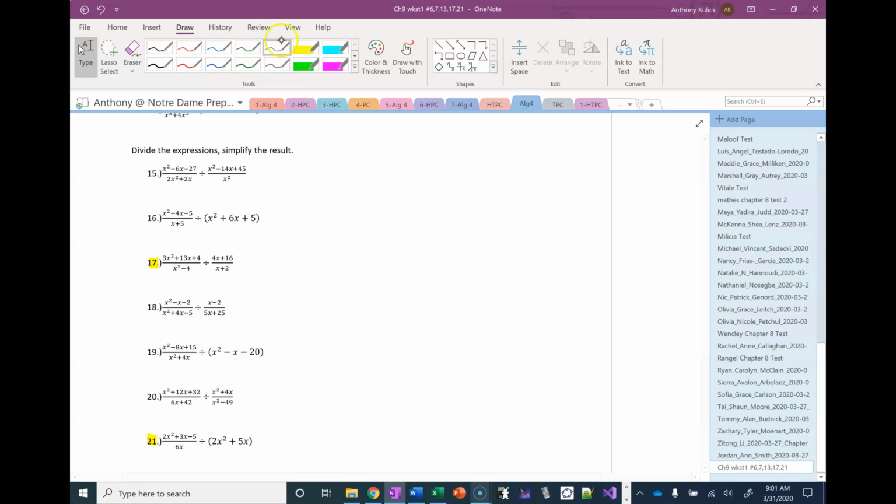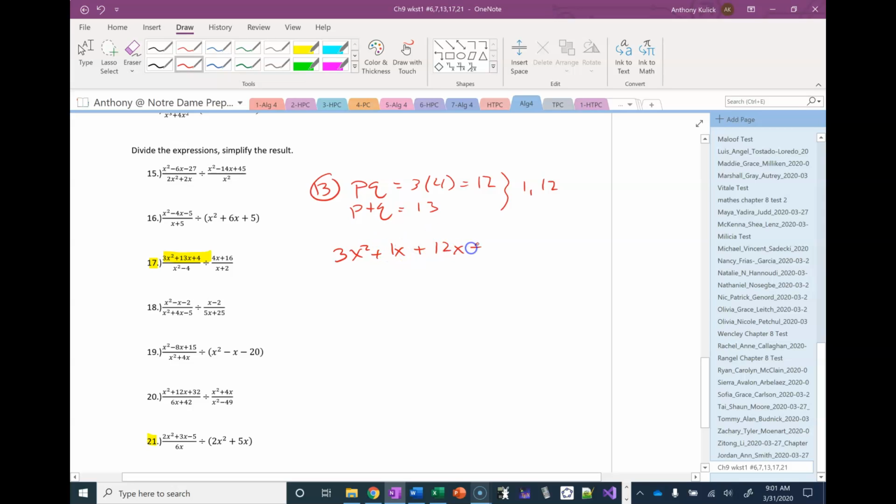For 17, I'm suspecting the issue is trying to factor this part of it, which again, reminding back to what we did on 6 and 7, or I'm sorry, just 6. Since the leading coefficient isn't 1, we need to find two things that multiply to give me a times c, which is 12, and add to give me b, which is 13. Again, easy to see that that's going to be 1 and 12. So I have 3x squared plus 1x plus 12x plus 4.